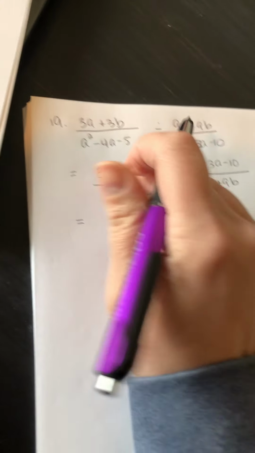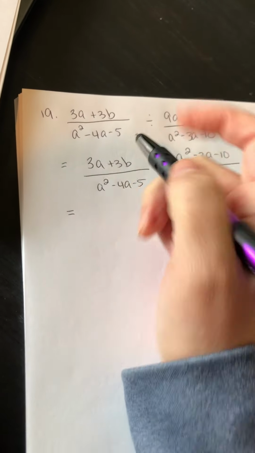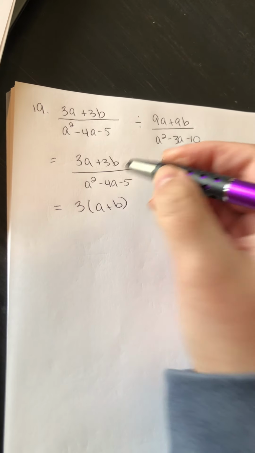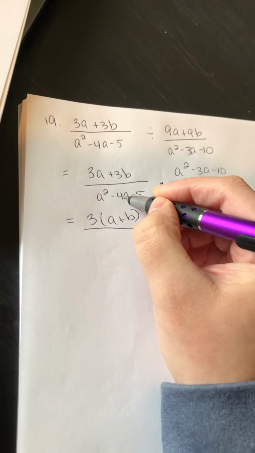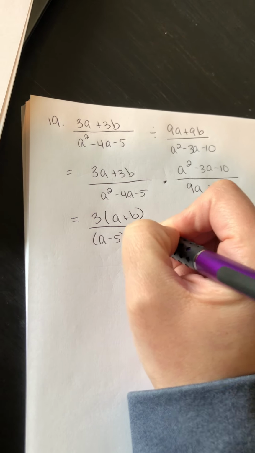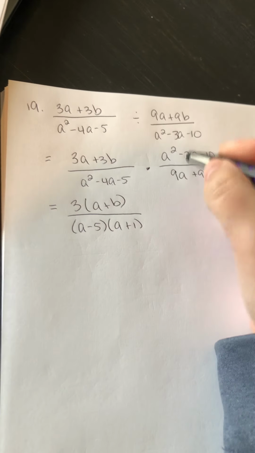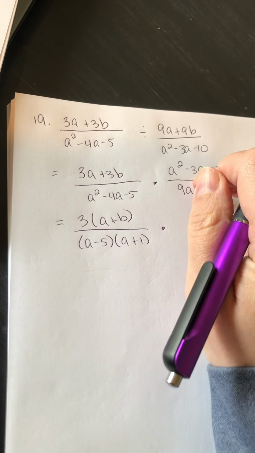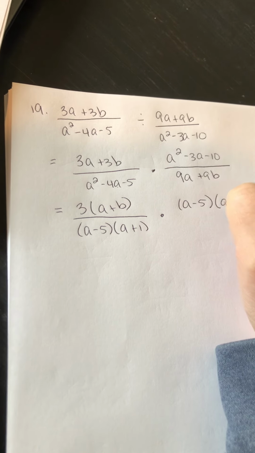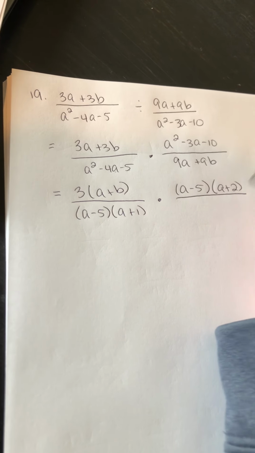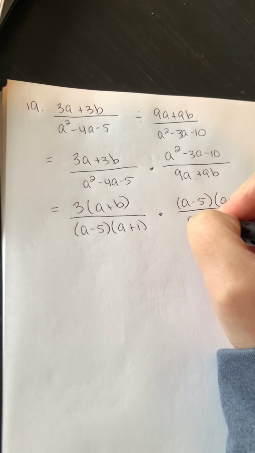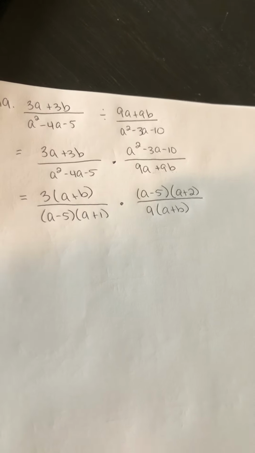So now I'm going to factor. So this one I have to factor out the greatest common factor of 3 is all I can do. So I've got 3 times a plus b. That's as far as that one will go. A squared minus 4a minus 5 will factor into a minus 5 times a plus 1, and you can double check this using FOIL. A squared minus 3a minus 10 factors into a minus 5 times a plus 2. And then in this denominator here, 9a plus 9b, I can factor out the greatest common factor of 9, and that's all I can do.